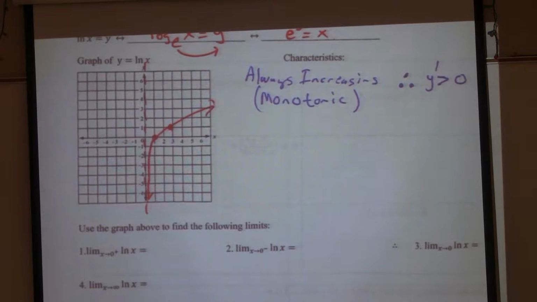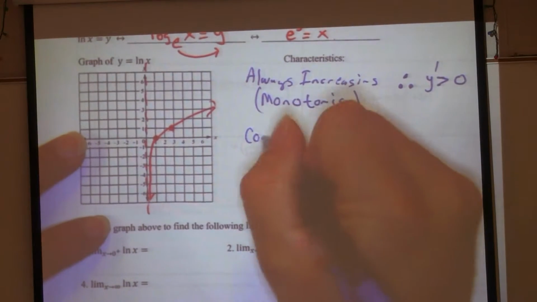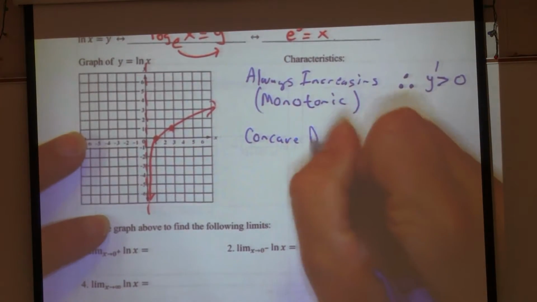There's two choices, concave up or concave down. Concave up like a cup, or concave down like a frown? Down. Down, so this is concave down.